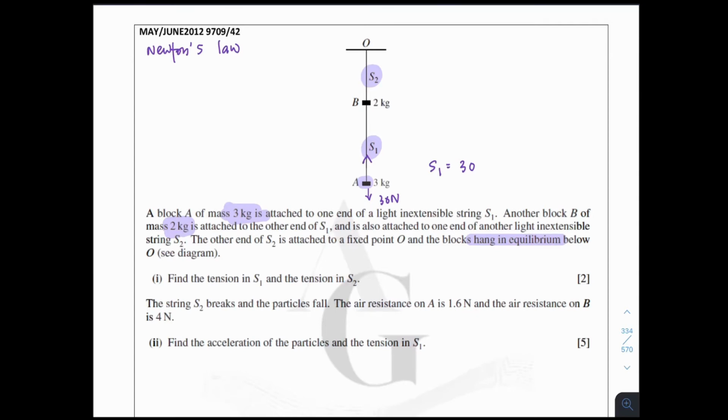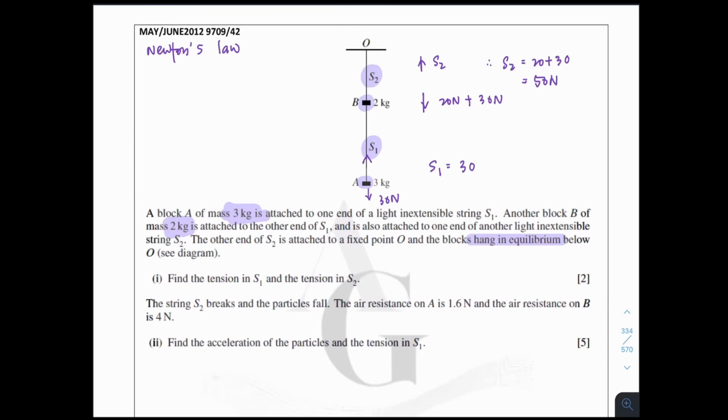Now let's have a look at particle B. For particle B, the downward force comes from here and here, because the weights of these two particles are going downwards. So the downward force is 20 Newton plus 30 Newton. And the upward force here is just S2. Therefore, S2 should equal 20 plus 30, which equals 50 Newton. That's how we find S1 and S2.